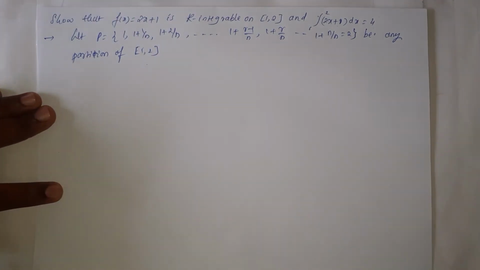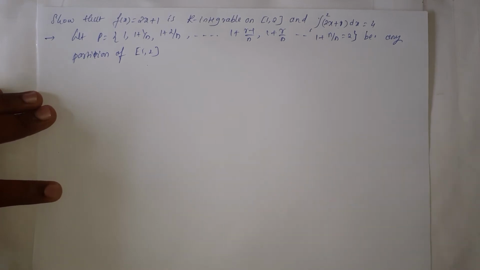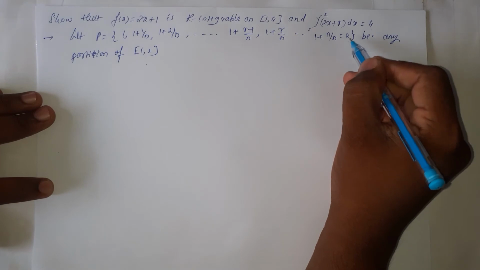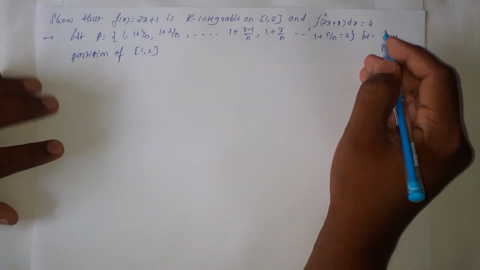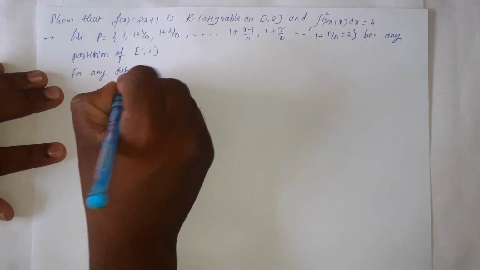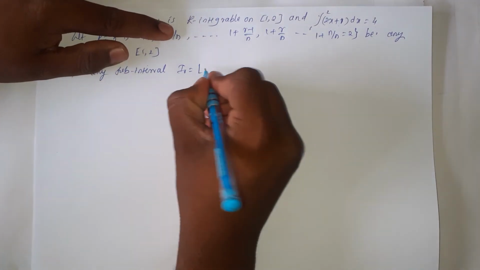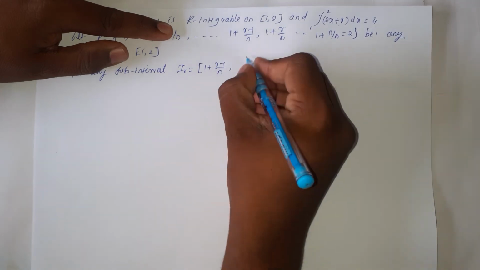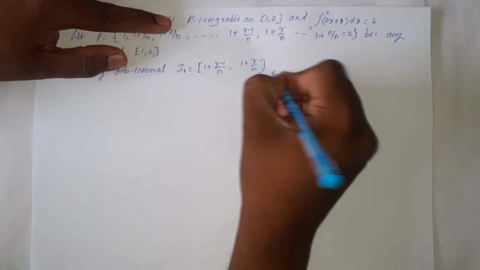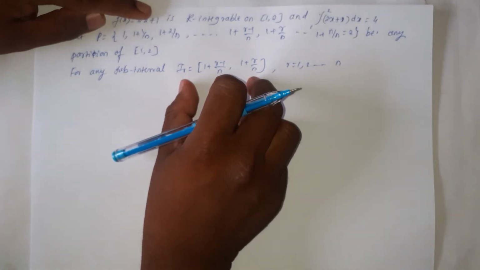So, here P is the partition. The points are 1, 1 + 1/n, 1 + 2/n, and so on up to 1 + (r-1)/n, and so on, 1 + n/n. Here n/n equals 1, so 1 + 1 equals 2, which is the upper limit of the given interval. For any sub interval I_r, which is given by [1 + (r-1)/n, 1 + r/n], where r takes the values from 1 to n, it is the rth sub interval.